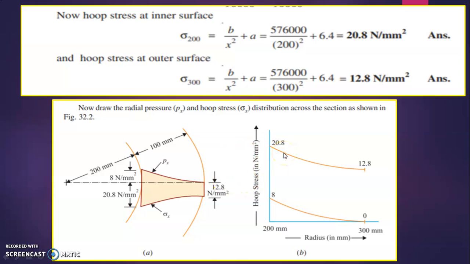First, you have to apply only those two conditions, use only those two formulas. Px is equal to B divided by R square minus A. By using that equation and applying for both inner and outer surface, you can calculate A and B. Once you get A and B, you can apply the other formula for circumferential stress, sigma is equal to B divided by x square plus A, for both inner surface and outer surface. You will get these circumferential stresses. Once you get them, you can draw the diagram. I hope all of you understood.